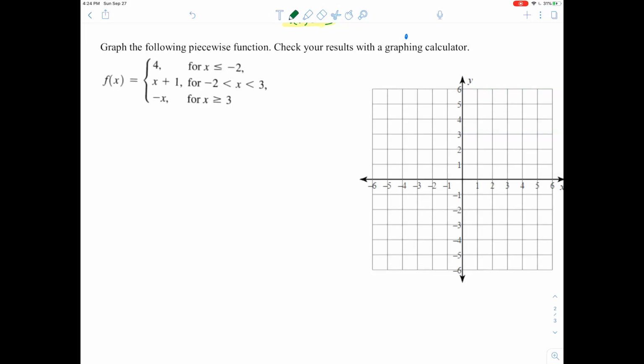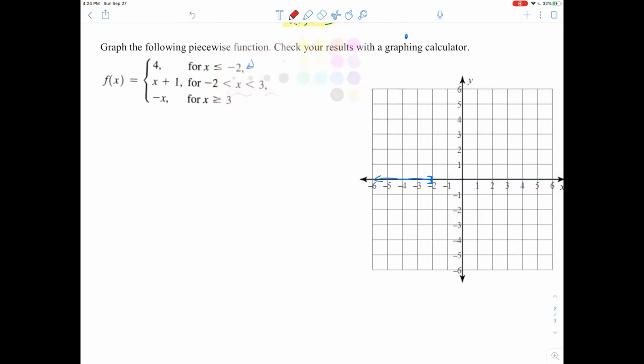So I'm just going to lightly on my graph separate my domain. So I'll start with blue here for x is less than or equal to -2. Okay, so that's going to look something like that. I'm going to take this off in a second because that's not actually part of my graph. I'm just separating my domain over my intervals.